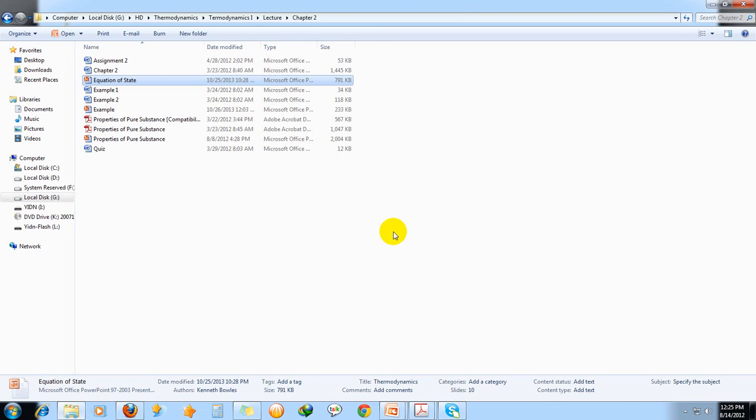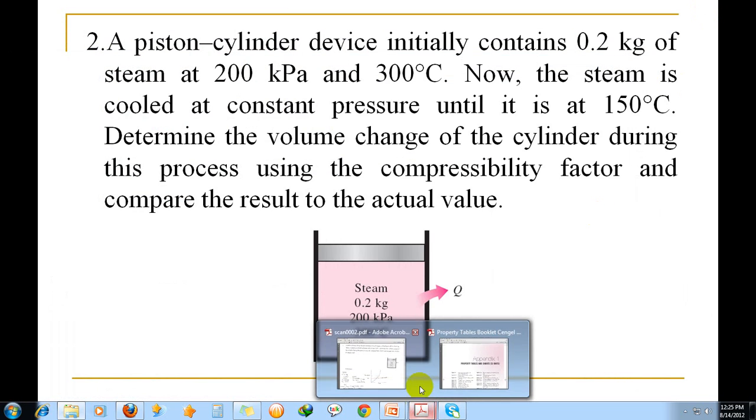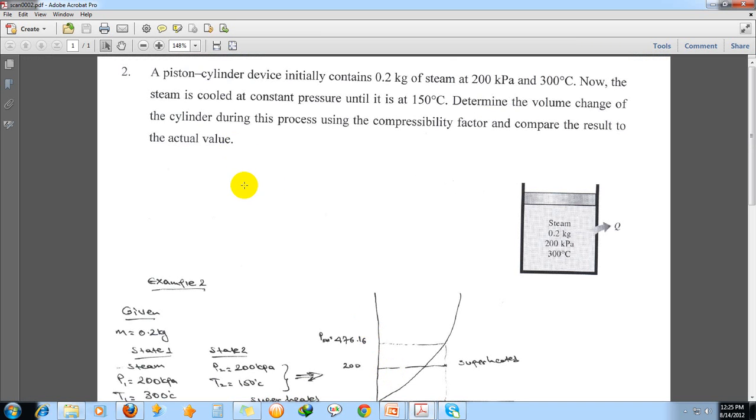So it's a long step, so let me use a PDF. Okay. Now, first let me use the actual method.